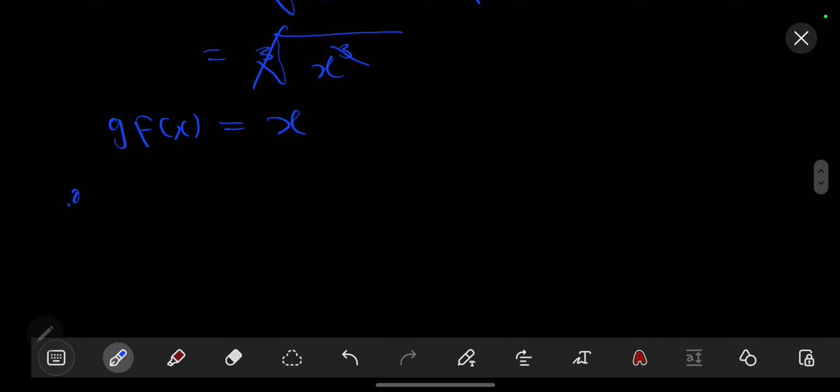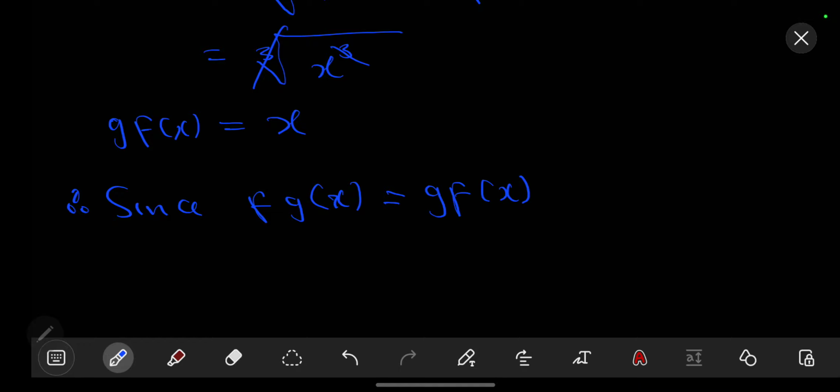Therefore we can conclude that since our fg of x is equal to gf of x, which is x, they are inverses of each other. So that is how you prove two functions are the opposite of each other.